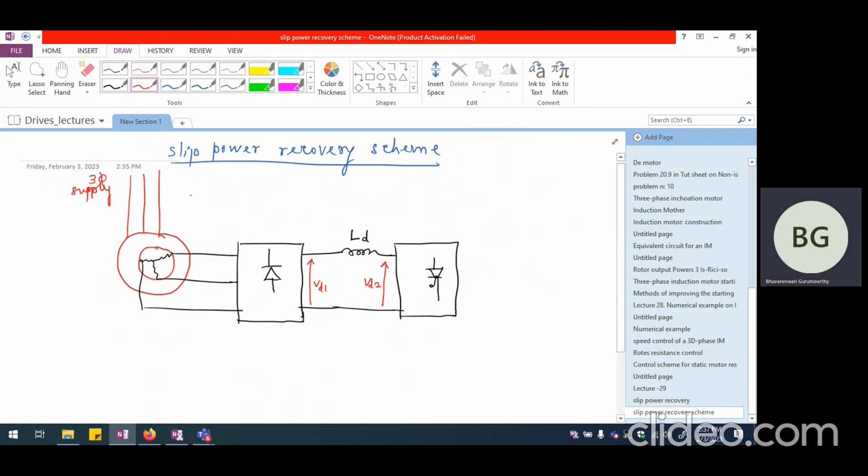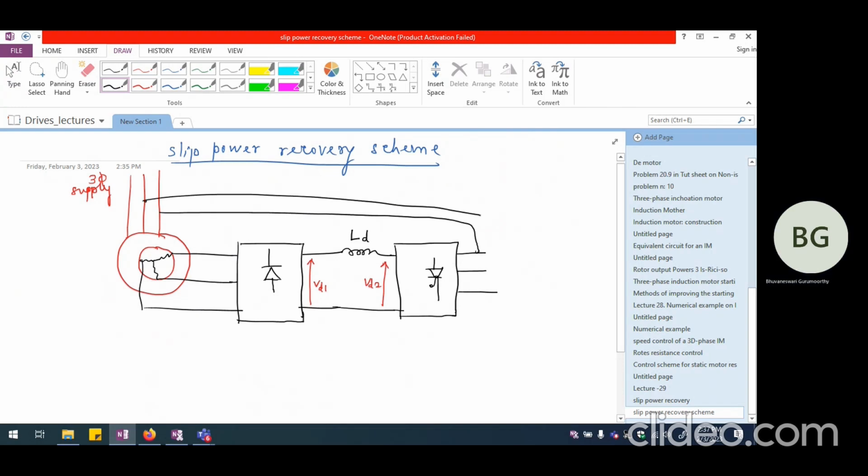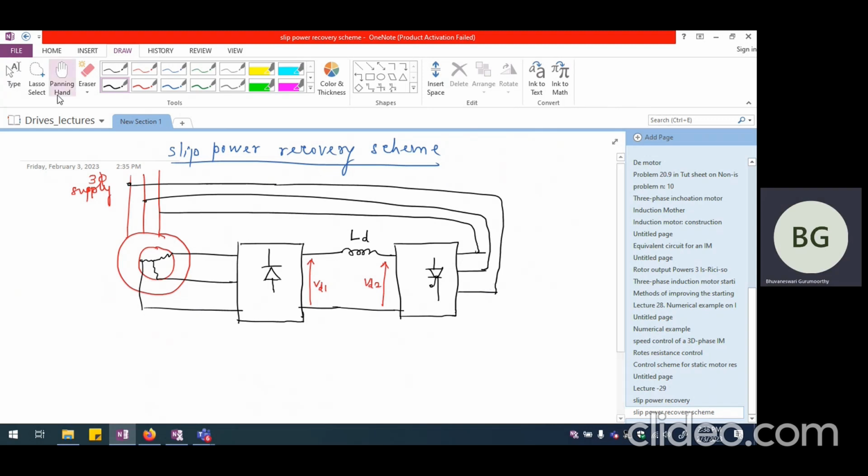Now from here, we are going to connect the three-phase output, and we can directly connect it to the three phases of this particular three-phase line. So this is how it is connected.